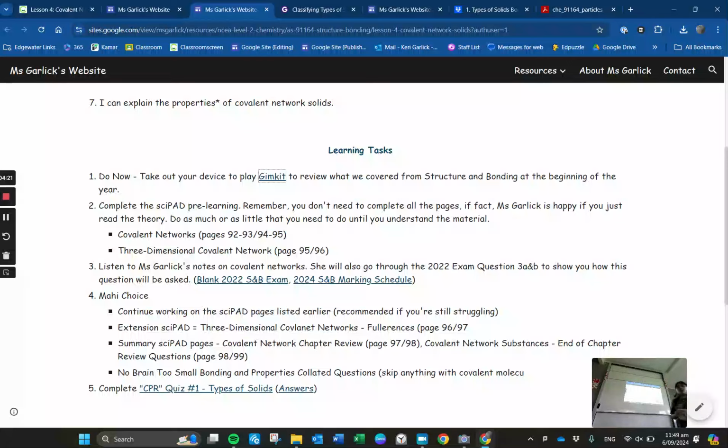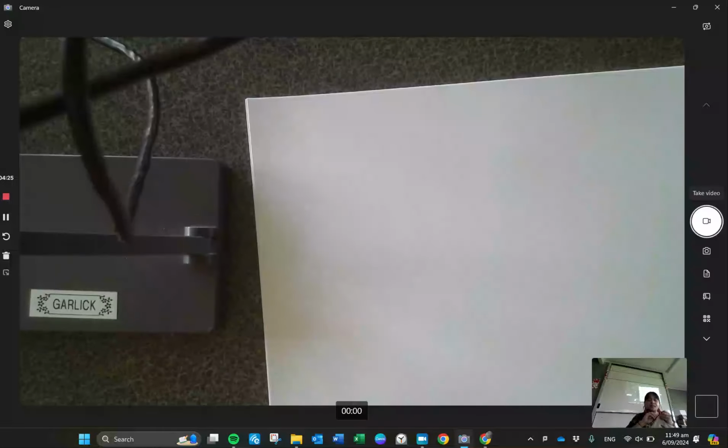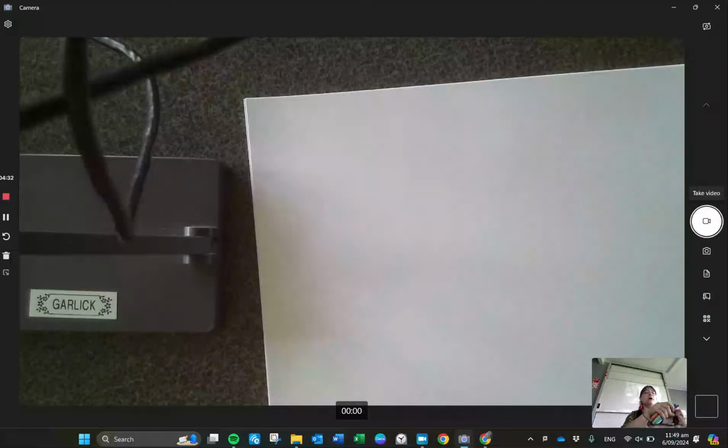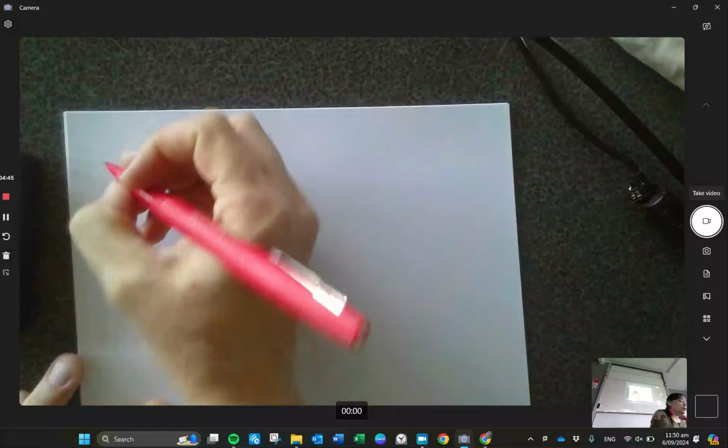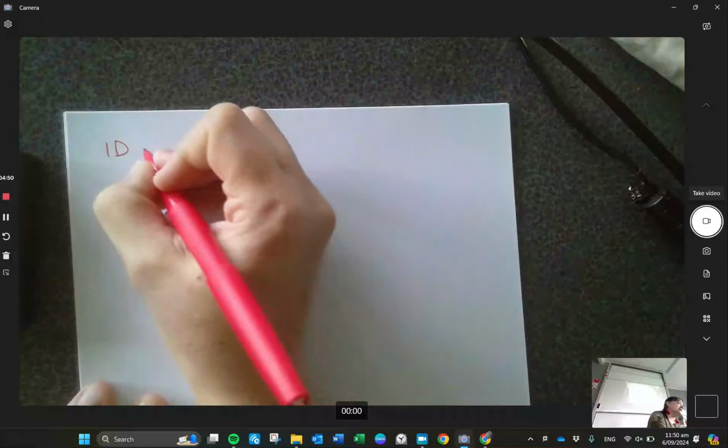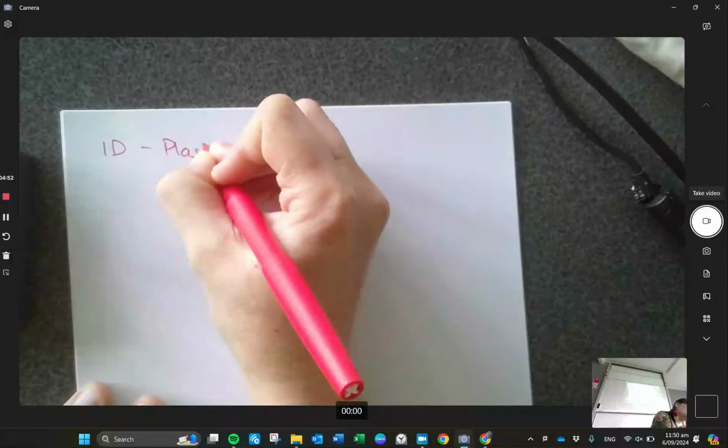So when we are talking about covalent network, we're talking about things with big structures. There are 3 different types of covalent networks that we need to be mindful of. The first one is a 1D covalent network. Whenever we say network, we're talking about big structures that are quite complex. You will probably not get a question on this. 1D covalent networks, the example that I have for you guys is plastics.